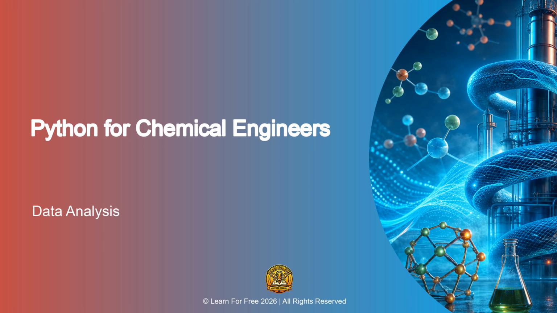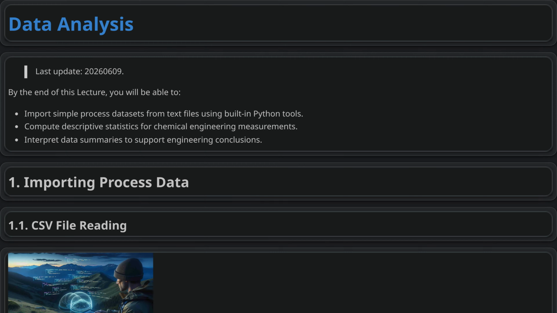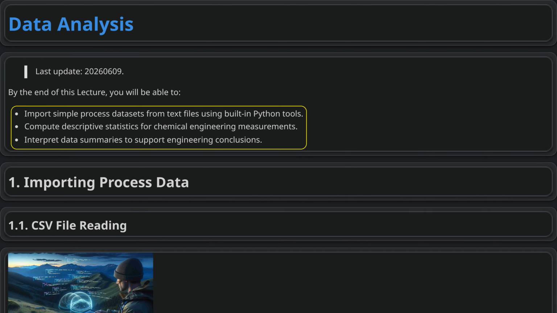Module 5, Lecture A, Data Analysis. By the end of this lecture, you will be able to import simple process datasets from text files using built-in Python tools, compute descriptive statistics for chemical engineering measurements, and interpret data summaries to support engineering conclusions.